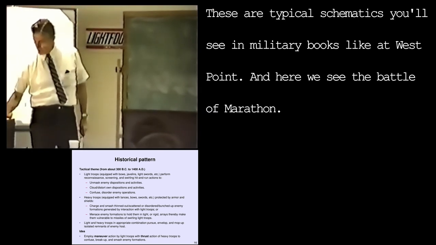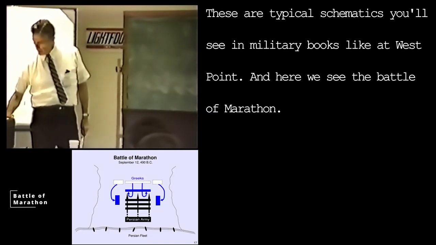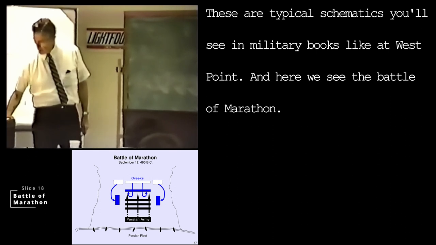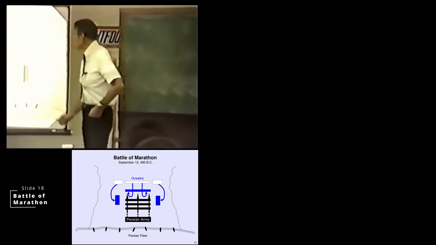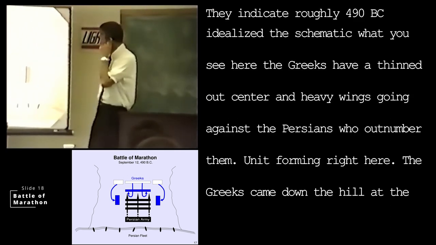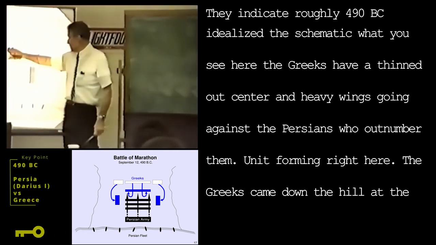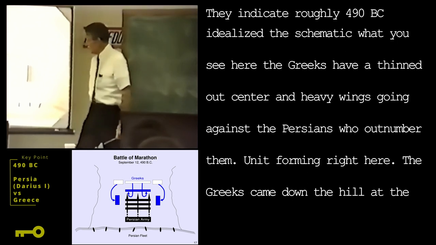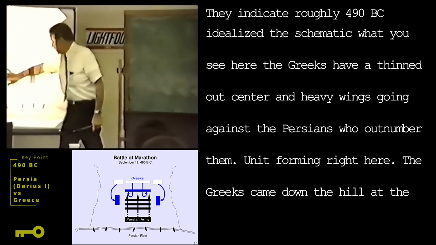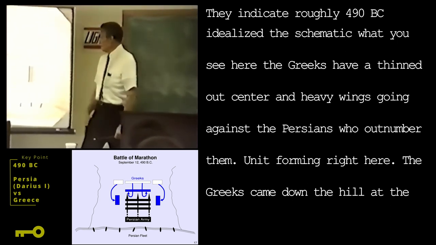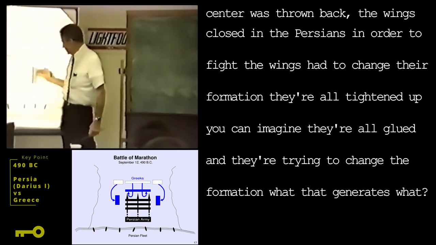These are typical schematics you see in military books like at West Point and other places. And here we see the Battle of Marathon, roughly 490 BC. Idealized schematic. What you see here, the Greeks with the thinned out center and heavy wings going against the Persians without number, and it's a very uniform array here. The Greeks came down the hill, the center was thrown back, the wings closed in.